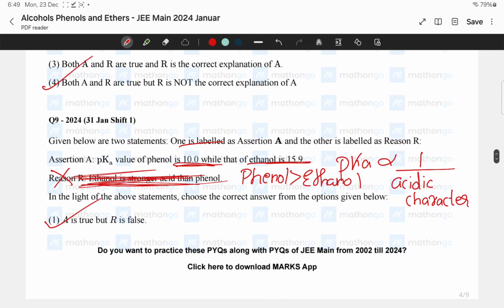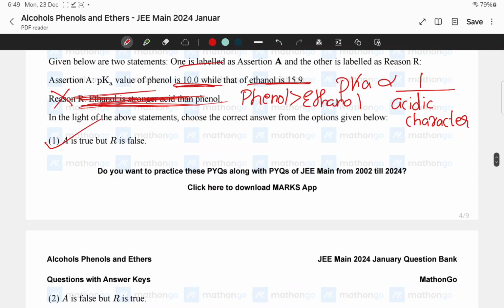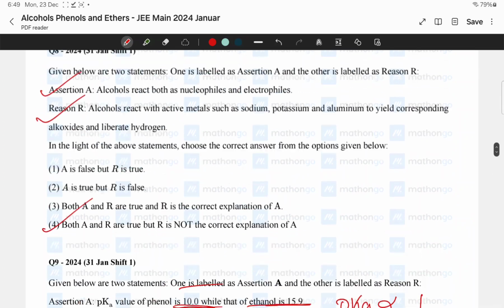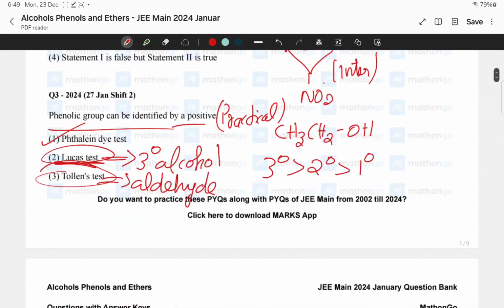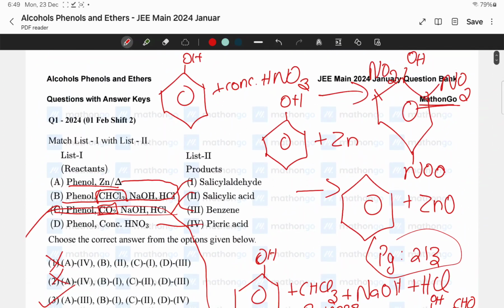The January shift comes to an end. Now we will be dealing with the April shift in the next session. I hope you are enjoying the session. Look, Riemer-Tiemann reaction and Kolb's reaction are very important. Learn that. You can for sure score 4 to 8 marks from this chapter.